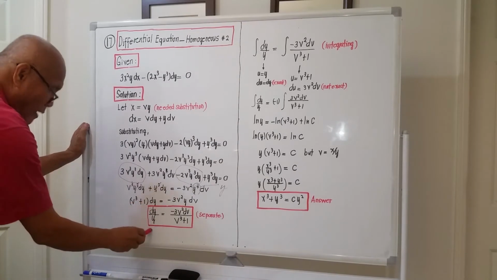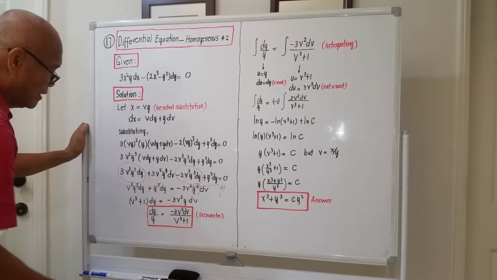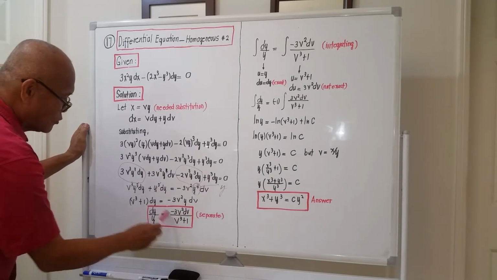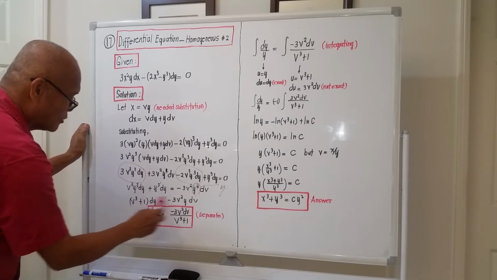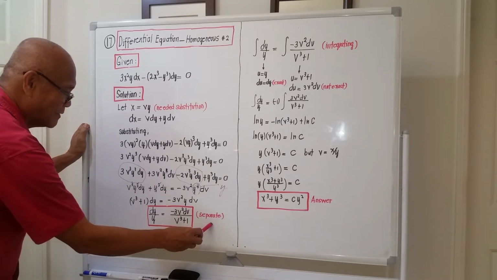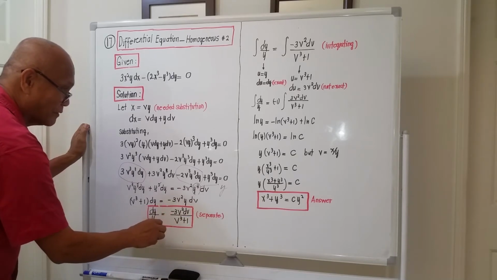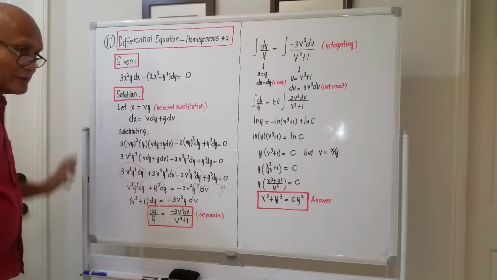dy over y equals negative 3b squared db over b cubed plus 1. If you try to cross multiply this one, what comes out is this one. Okay, so we separate the variables now. This is a pure b function, this is a pure y function. Okay, let's proceed with the integration.